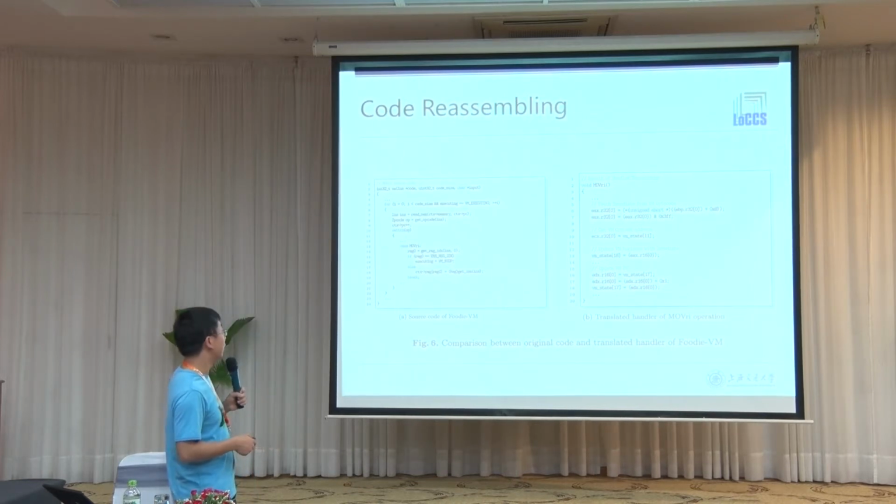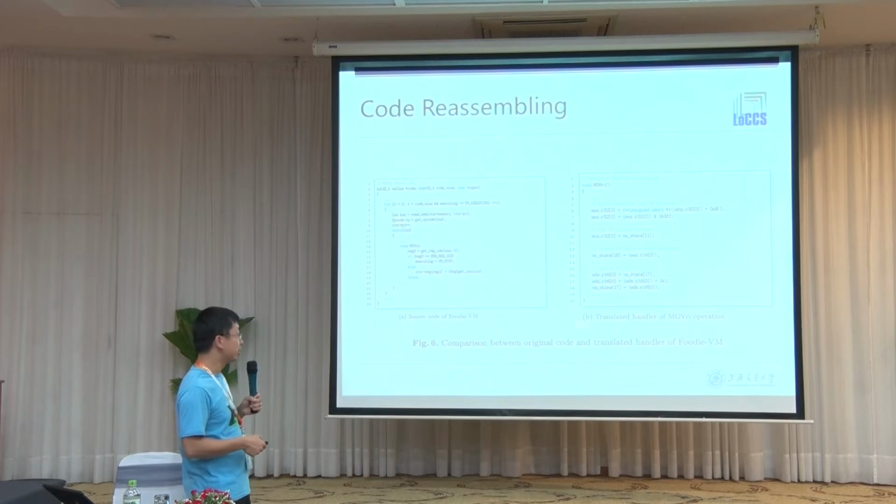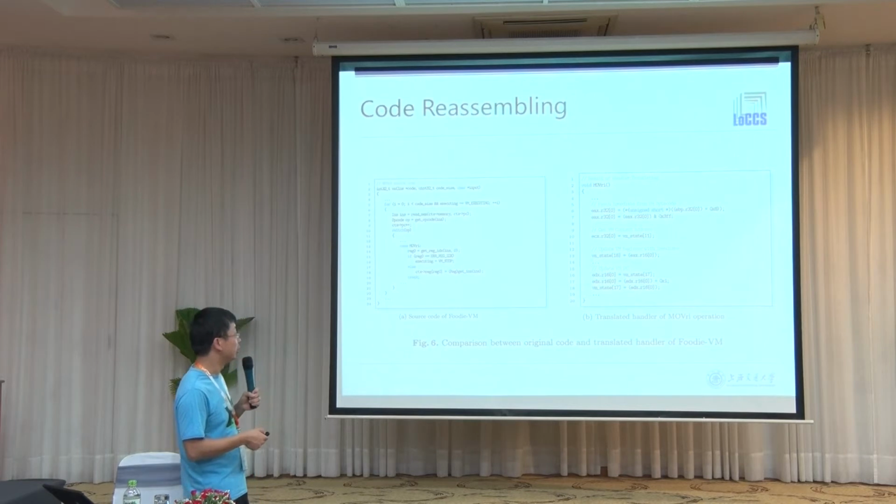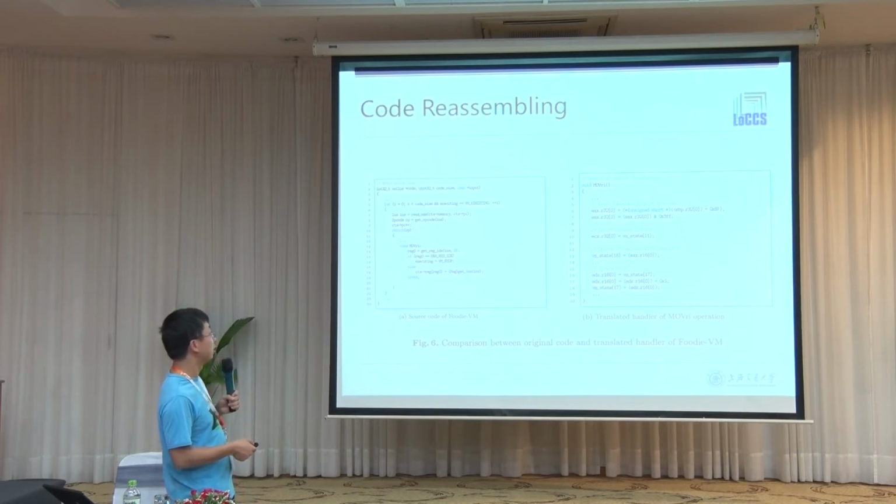And finally, we can see the reassembling of our work. This is a comparison between the original code and the translated handler of a customized VM. Since we can obtain the source code of the protected program beforehand, we can compare the original code with our translated code. We can see from these 2 figures the effectiveness of the translation, because most of the semantics can be understood from this translated code.